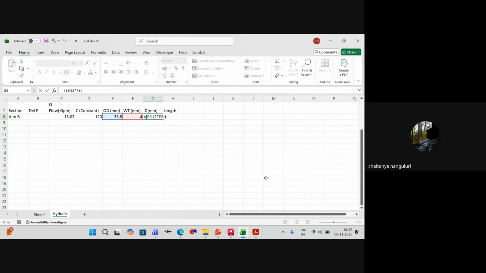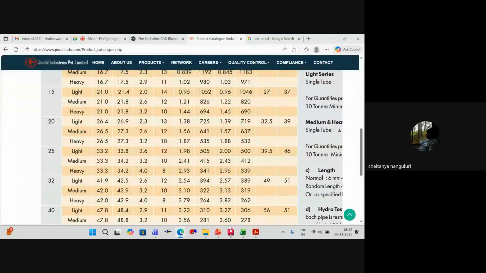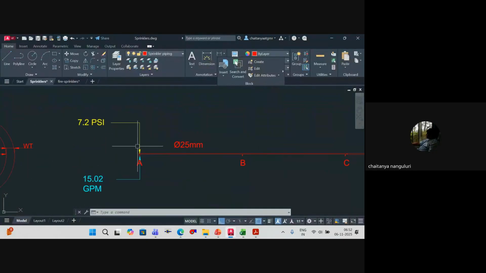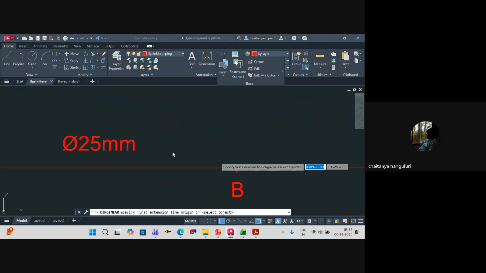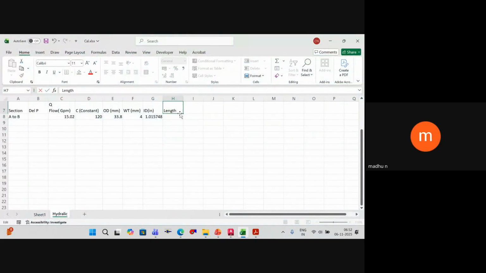Wall thickness divided by 25.4 will give me inches. So this is in inches, right? Then I have to work out the length of the pipe. In our case, the length of the pipe from here to here is 3,500 mm. So the length also should be in feet.